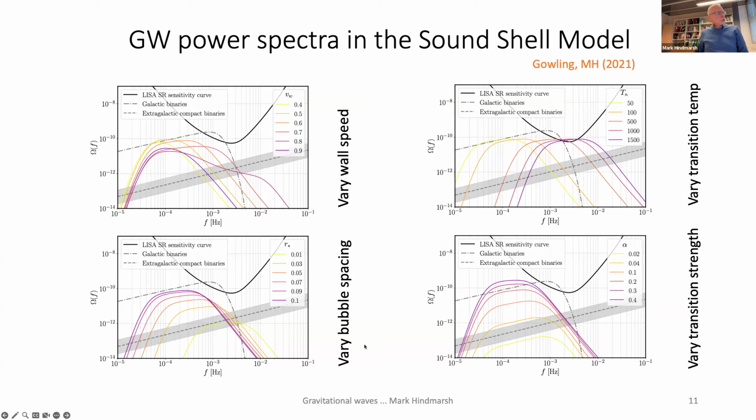And say the mean bubble spacing also changes the characteristic wavelength, but it also increases the quadrupole moment of the gravitational source. If you increase the mean bubble spacing, you increase the effective quadrupole moment of the fluid that's sloshing about, and so you also increase the power of the signal. And perhaps the most interesting thing is changing the wall speed, because that changes the shape of the compression waves around the expanding bubbles, and that makes a very big difference in the shape of the resulting fluid velocity power spectrum, and then also the shape of the gravitational wave power spectrum.